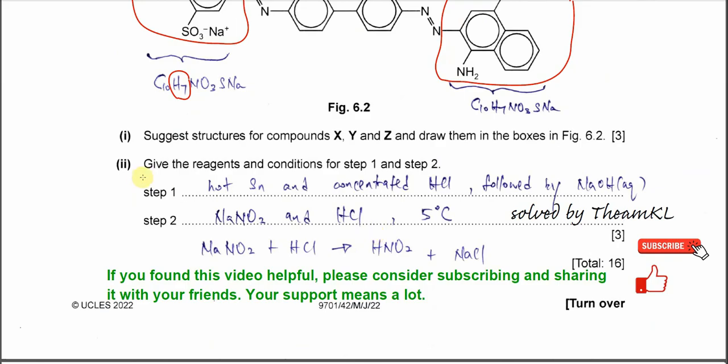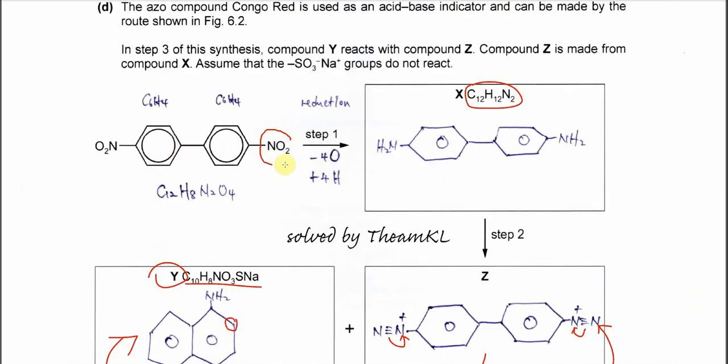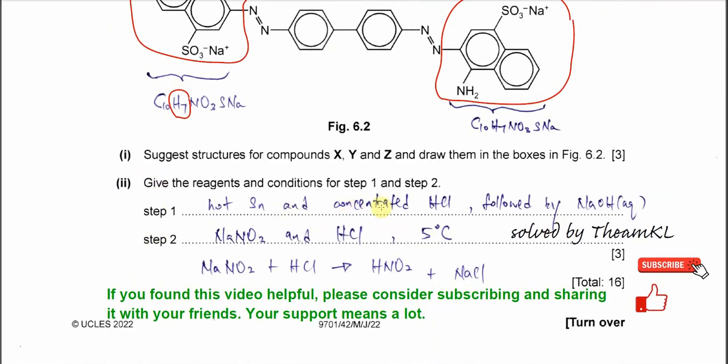Okay, part 2. This part is quite easy because it's just reagents and conditions. For step 1, what are the reagents and conditions needed? Go back to step 1. Step 1 is the reduction of nitrobenzene. So we know that we must use hot, thin, concentrated HCl. These are the reagents and conditions needed for the formation of phenylamine from nitrobenzene. And do not forget to put this one, followed by sodium hydroxide solution.